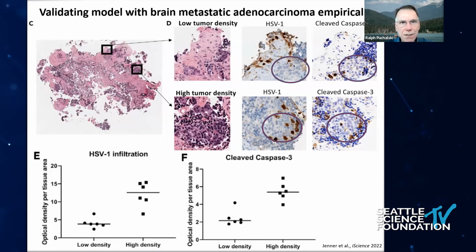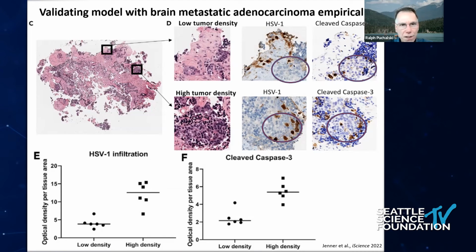In panel D, you can see this, and immunostaining for HSV1 and cleaved caspase 3, markers of cell death. HSV1, of course, is just the presence of the viral vector. Both the low tumor density in the upper row and the high tumor density in the lower row showed the extent of staining and showed the extent of replication in each of these areas. So if you graph this in panels E and F, you can see that in panel E, the infiltration was almost 3-fold higher for the high density tissue relative to the low density tissue.